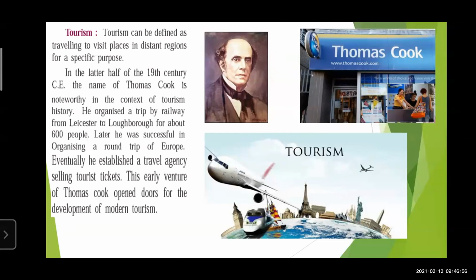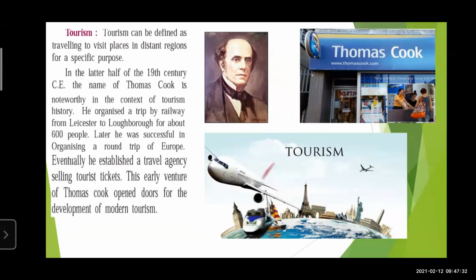He organized a trip. What he used to do, he used to organize a trip by railway from Leicester, a city of England, to Loughborough, again a town in England. So he used to organize trips by railway for about 600 people there. Then later he was successful in organizing a round trip. He initially started with organizing a trip by railway. Then what did he do? He was successful in organizing a round trip.